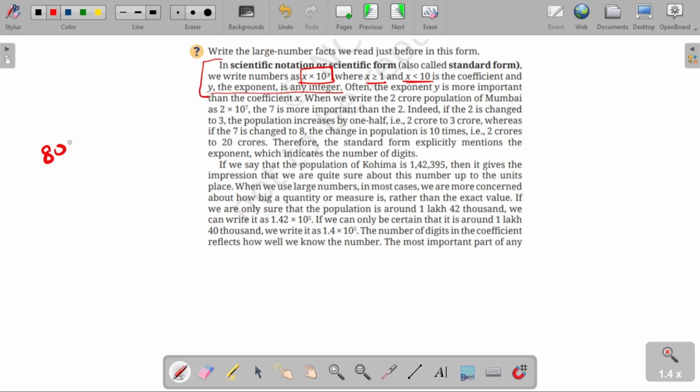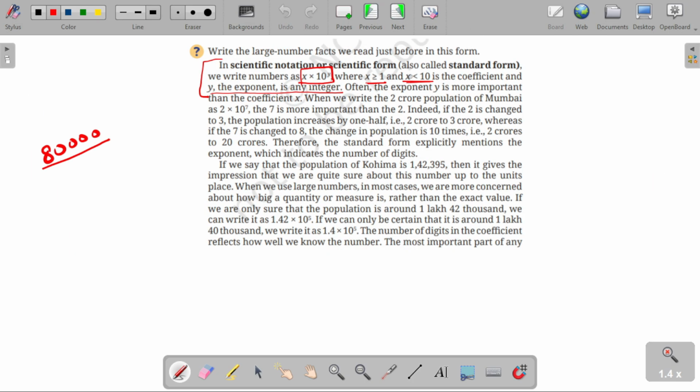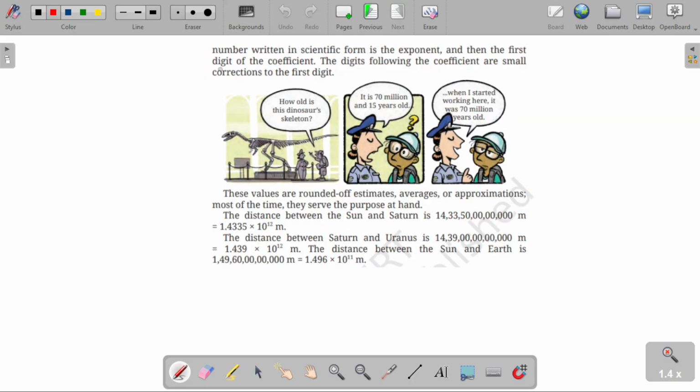Okay? 80,000. If we are taking it as 8 into 10 raised to power 4, here 8 is less than 10 and greater than or equal to 1. And after 8, how many digits are there? That gives the power of 10. So, hope this is making sense. Okay. So this is the way to use the scientific notation of any number.